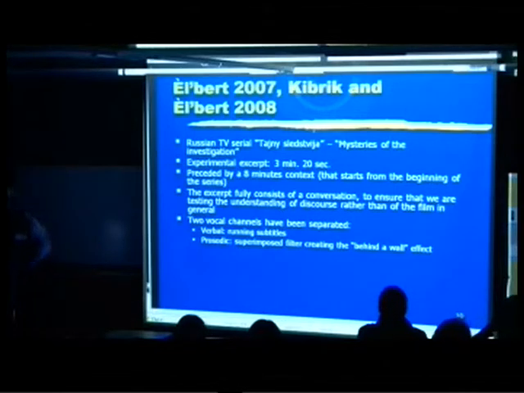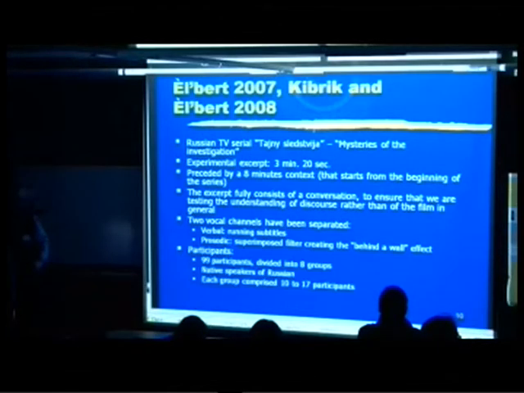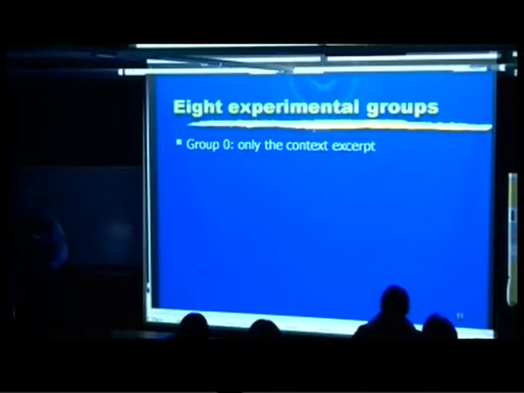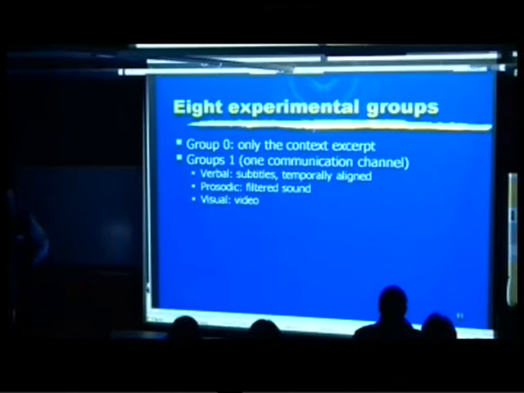Group 0 watched only the context excerpt, so they didn't see anything, but they were still asked questions about the part they didn't see, to figure out how much can be guessed, so to speak. There were 3 groups with 1 communication channel, 3 groups with 2 communication channels, and 1 group that was shown the original material where all the 3 channels are working together.